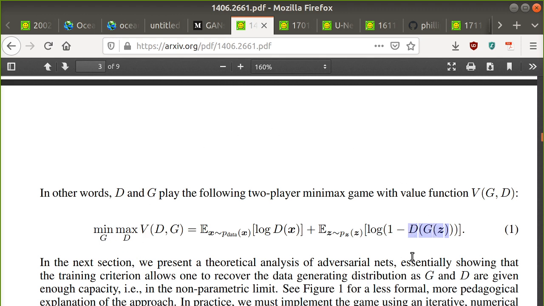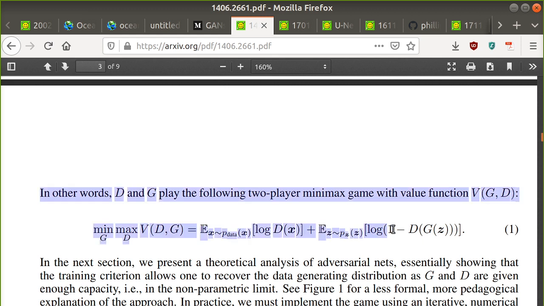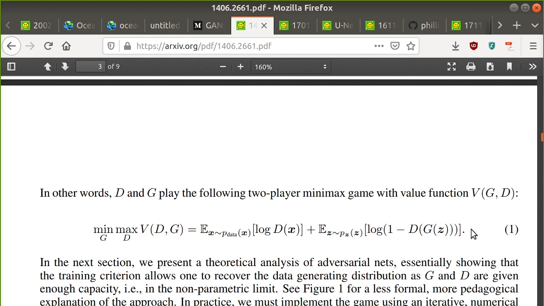Then for the generator, we want the exact opposite. We want the discriminator to be fooled. So this first term says the discriminator should correctly identify real data. And this second term says that, well, we train the discriminator to reject fake data and maximize this term. We train the generator to fool the discriminator and minimize this term. So this is the whole framework essentially.